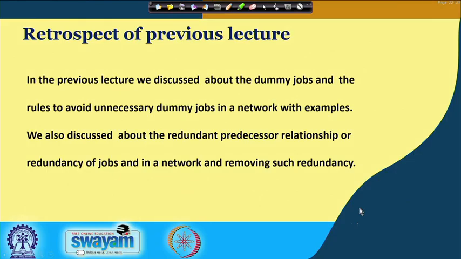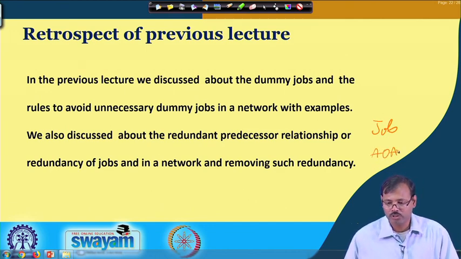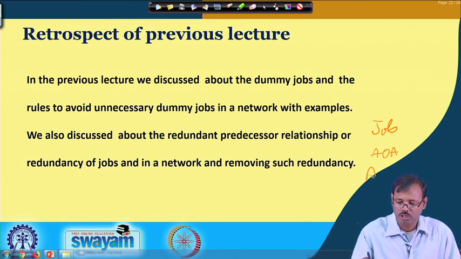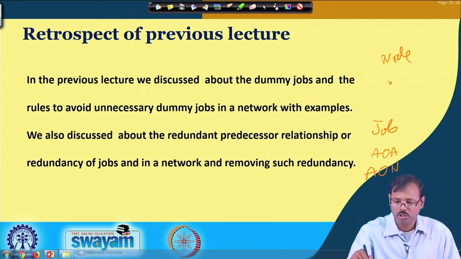Let us retrospect, like every lecture, what we have covered so far. Now, we know what is called a job or activities. We know how the jobs are defined, either in an arrow diagram, activity on arrow diagram, or activity on node diagram. We also know what is called a node, what are alternates.